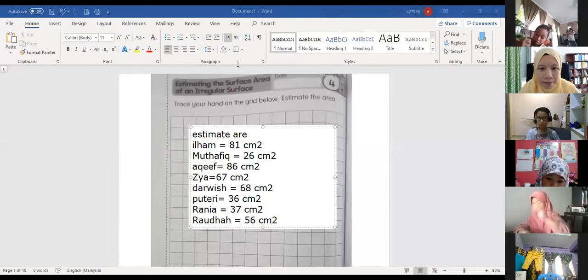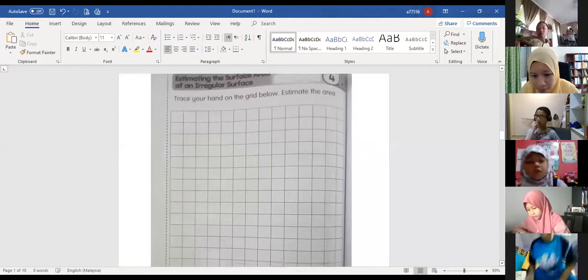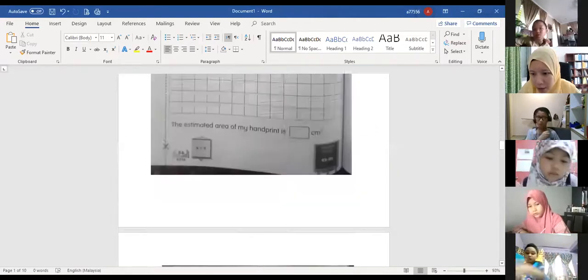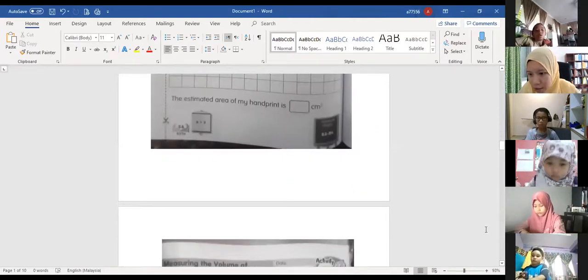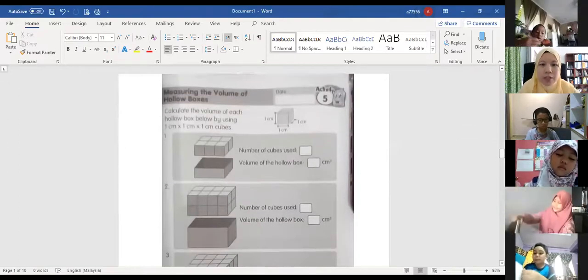57. Okay, apa maksud? Start dengan huruf jalisun. Okay, awak tulis yang pertama. Amsha is here, so we can proceed to page 57.